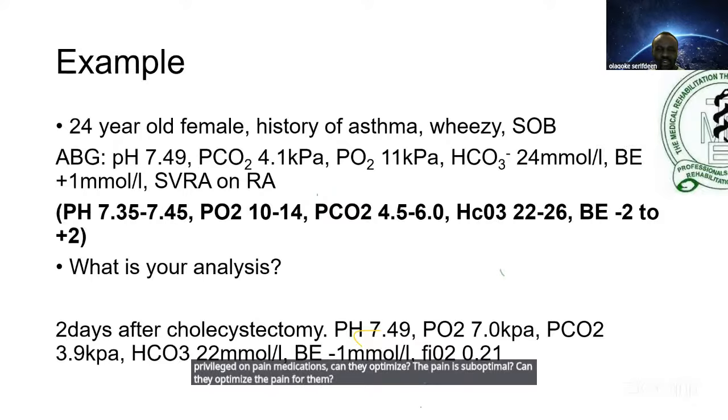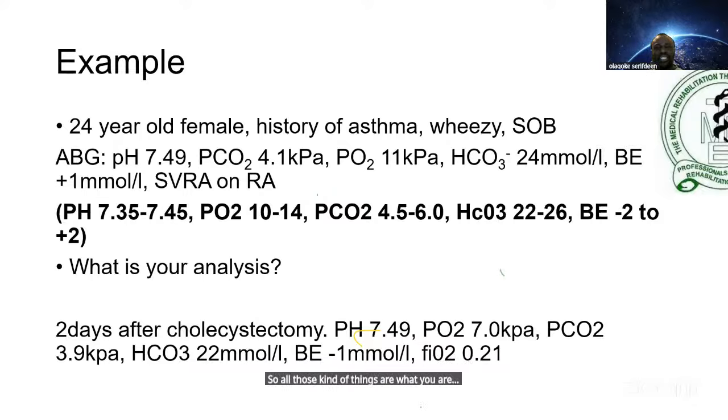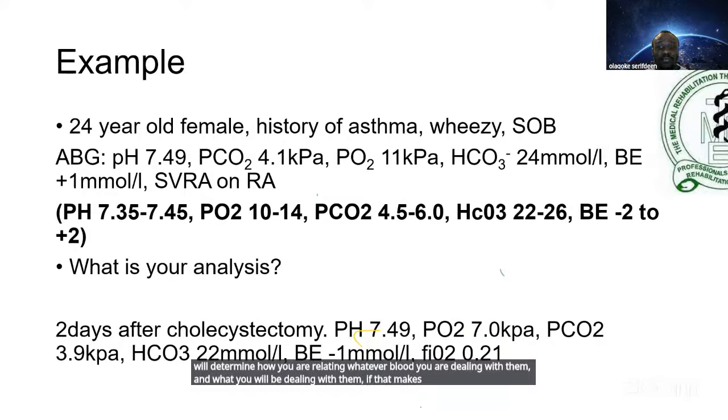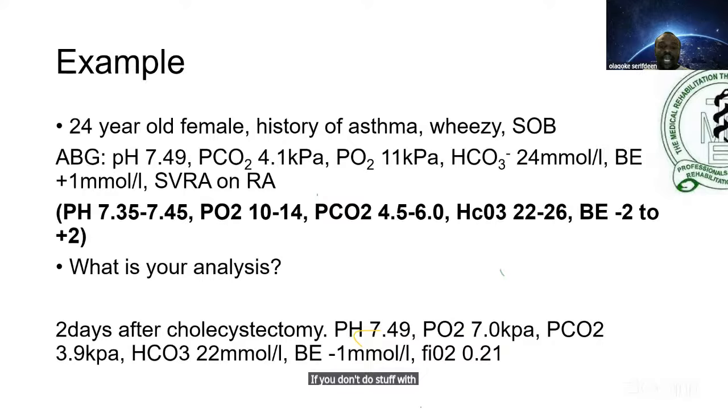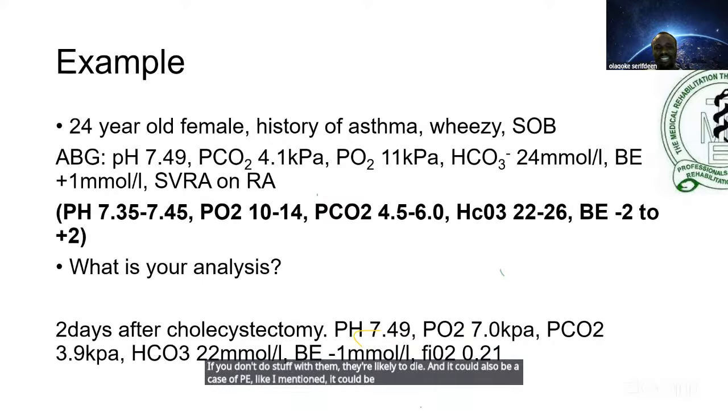So all those kinds of things are what you are. The way the patient presents will determine how you relate whatever blood results you have to them and what you will be doing with them, if that makes sense. This is a case of type 1 respiratory failure. If you don't do anything for them, they're likely to die. And it could also be a case of PE, like I mentioned. It could be anything. Yeah, it's as simple as that.